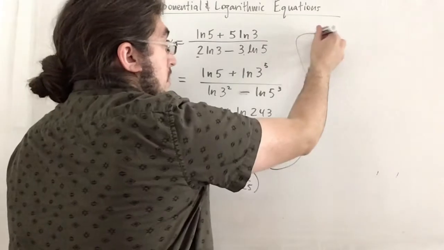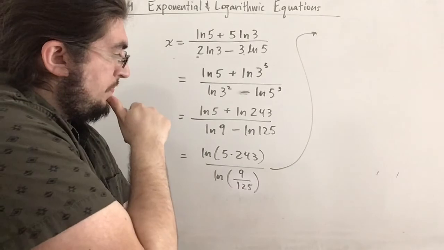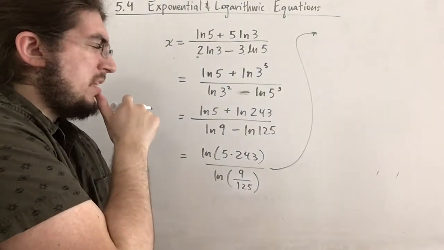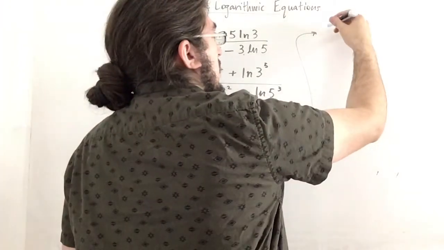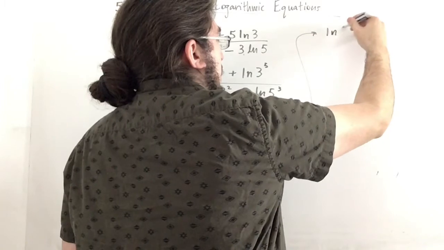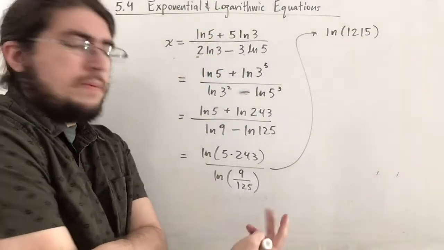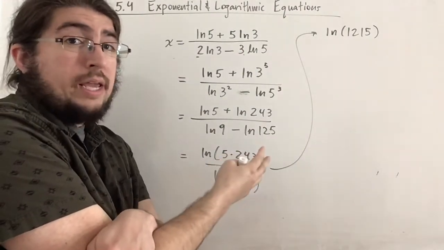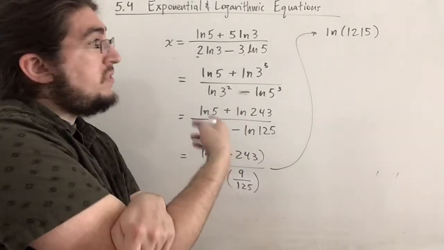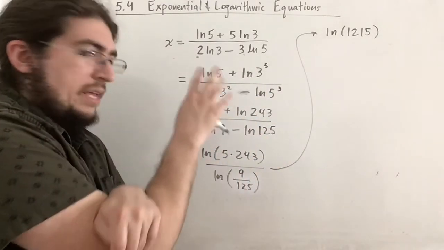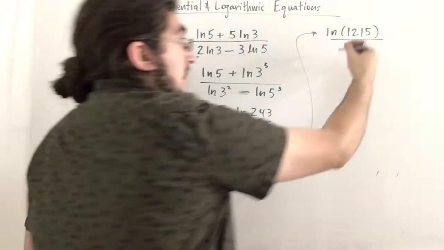Okay, now what? Well, multiplying 243 to 5, I believe that is going to be 1215. So ln of 1215. And you can check me on that, but really what I'm doing is 5 times 24 is 120. So 5 times 24 with a 0 is 1200. And then 5 times 3 is 15. So 1200 plus 15 is 1215. But in any event, you can use your calculator and you get that. On the bottom, this doesn't reduce, so I'm just going to leave it like that.